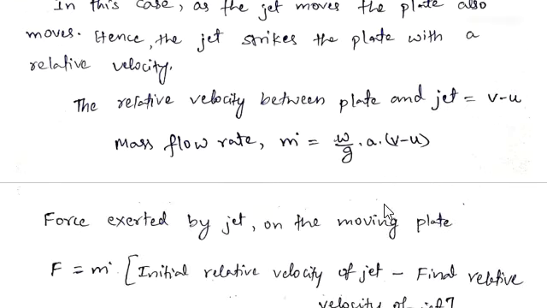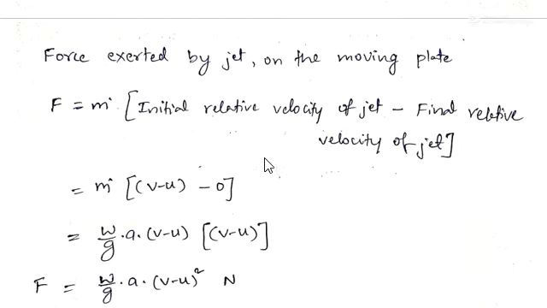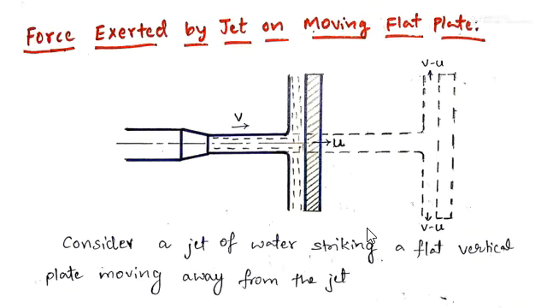So here suppose we want to find out the force exerted by the jet on the moving plate in the direction of the jet. You can write F is equal to m dot into the initial relative velocity of the jet minus the final relative velocity of the jet. Here m dot is there, and the initial relative velocity of the jet in the direction of the jet is V minus U, and the final relative velocity of the jet in the direction of the jet will be zero.